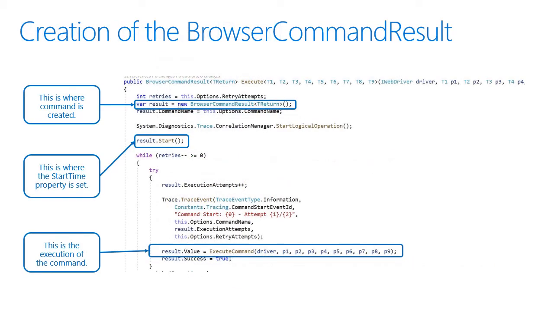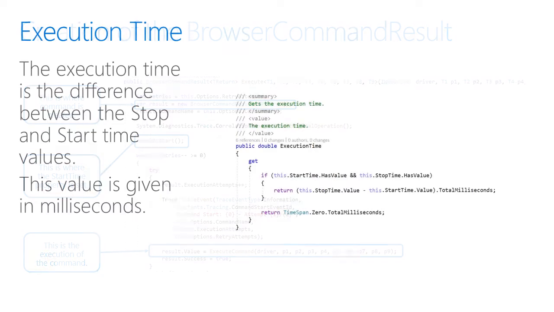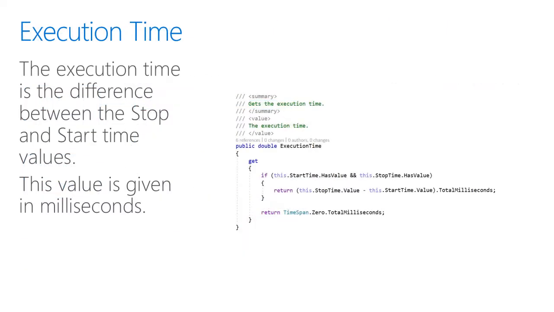Inside of the execute method, we will find the creation of the browser command result object. We will see the start method called, the execute command method called, and underneath this, the stop method. Execution time is the difference between the stop and start value. As you see, we're using the total milliseconds.